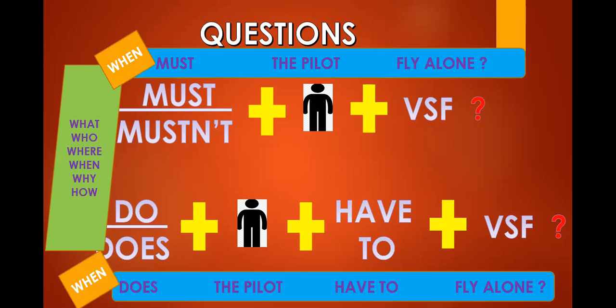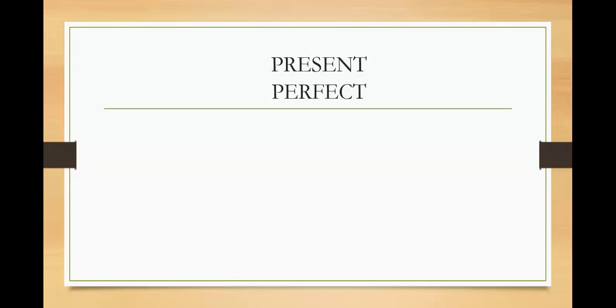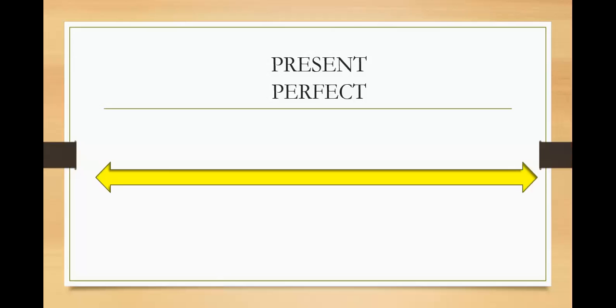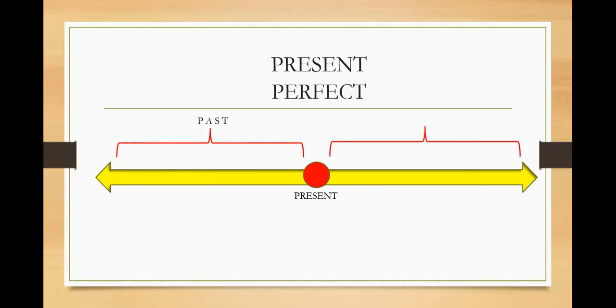All right, for present perfect, which is the second part of the grammar for our review of Unit 7. In present perfect, now the concept is kind of difficult to grasp, but please bear with me. I'm going to try to make this as simple as possible. Imagine that we have a timeline, and in the middle, obviously, we have the present. So that means before that, we have the past, and after that point, we have the future.